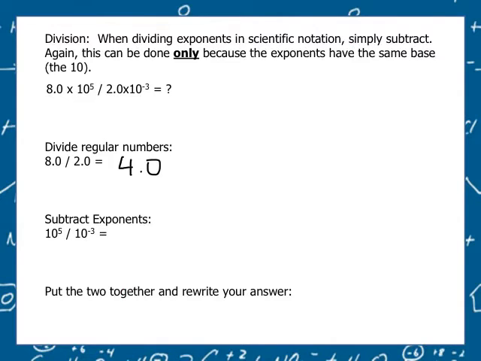4. And I want to subtract my exponents. 5 minus a negative 3, minus a negative is a positive, so 5 minus a negative 3 gets me 10 to the 8th. I'm going to put those together. Check for proper scientific notation form. I have one number in front of the decimal, so that's good, and this problem is finished.